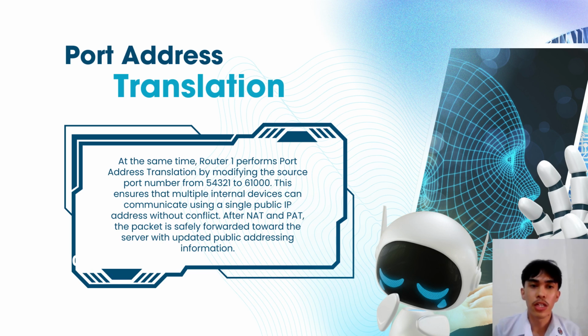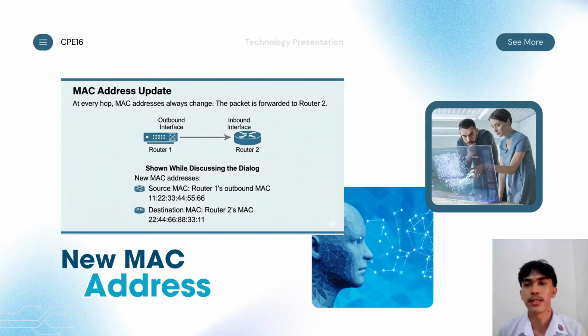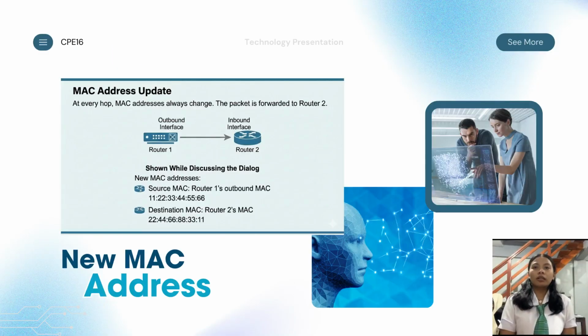As a result of NAT and PAT, the source IP changes from the PC's private IP to the router's public IP, and the source port may also be changed to ensure uniqueness. This translation allows the packet to safely and correctly continue its journey toward the server on the public internet. NAT table. Router 1 stores this mapping in its NAT table so it knows how to forward the reply later.